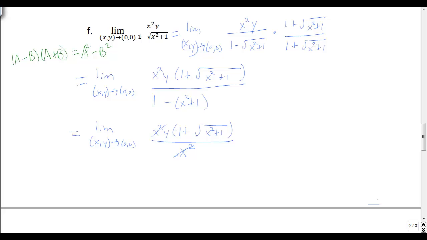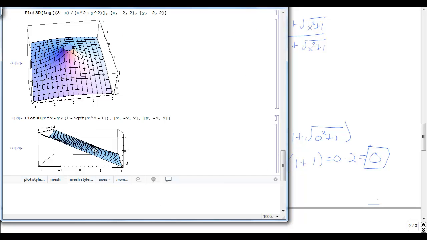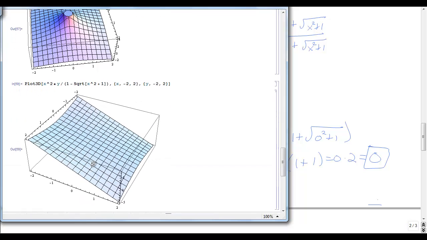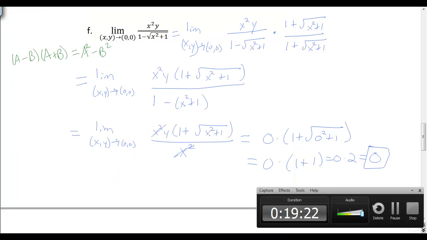Now, I can plug in 0 and 0 into this, and I get 0 times 1 plus square root of 0 squared plus 1. This gives me 0 times 1 plus 1, which is 0 times 2. I don't even know why I'm bothering trying to simplify this. It's 0 times some number. That's just 0. So our limit is 0, and you can look here on the height at the origin, well, you have the 0 height there. That seems plausible. So that height is 0 there, and that just checks out. Okay, so that's going to end our video here.